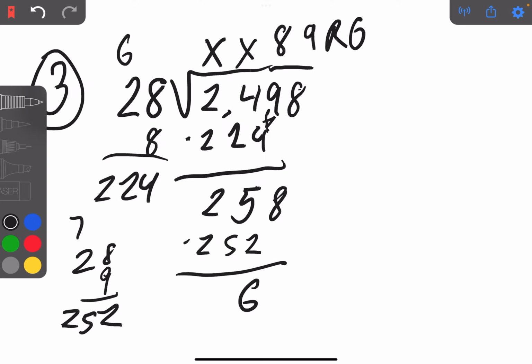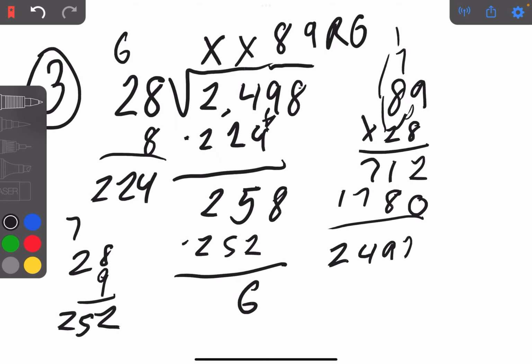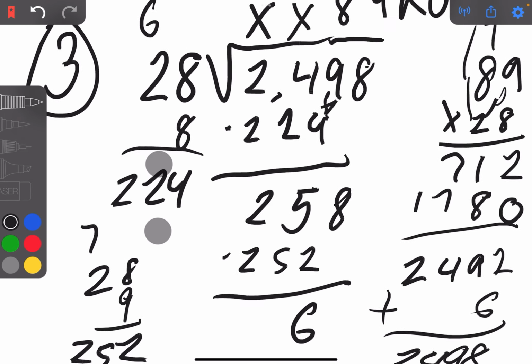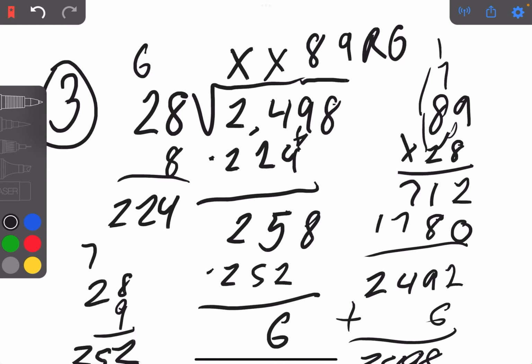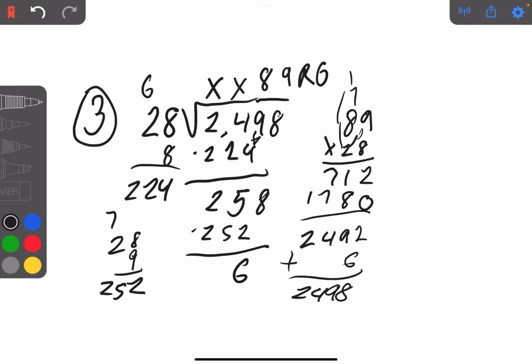So what that means is 89 times 28. And then we do that. So we get 72, 64, 71. Then we add our 0. We get 18. We add a 1. So as you can tell, that's 2,492 plus 6 equals 2,498. So as you can tell, the cool thing with division is you can always check your answer by doing multiplication. So if you're not sure and you have time, just check your answer.